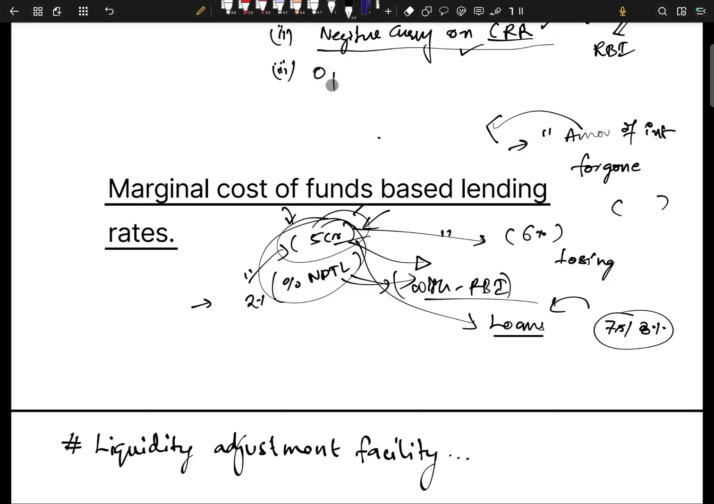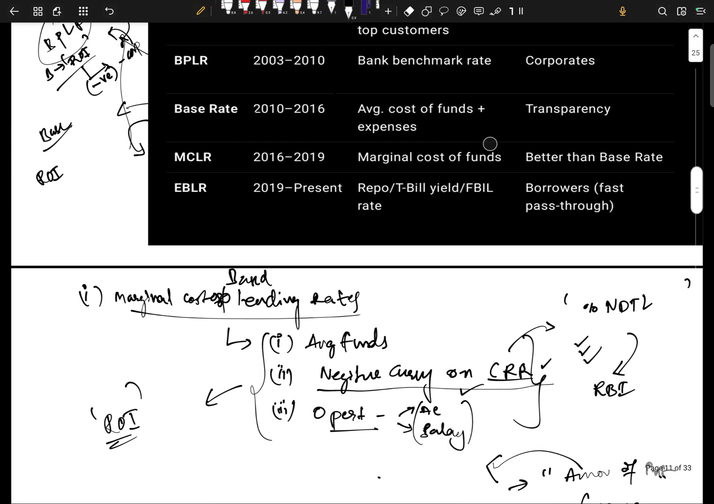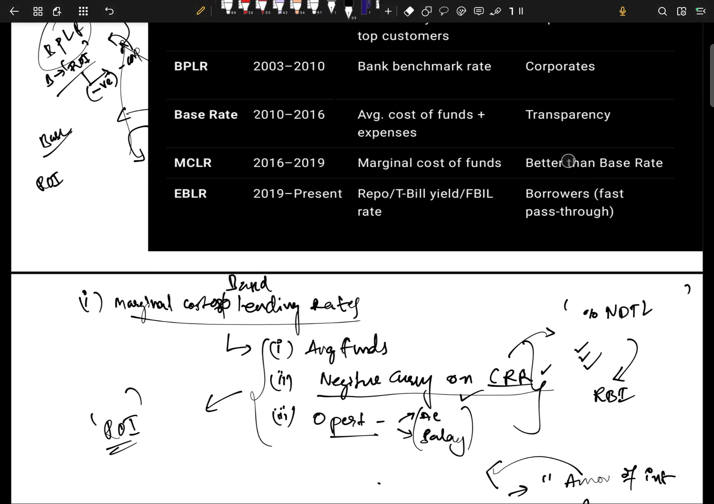Then day-to-day operations cost, for example, it has to pay the AC bills, it has to pay salaries to the employees. So banks have to decide on these 3 factors how much rate of interest they are going to offer to the consumers, right? This increased a little bit of transparency, and it is better than base rate.